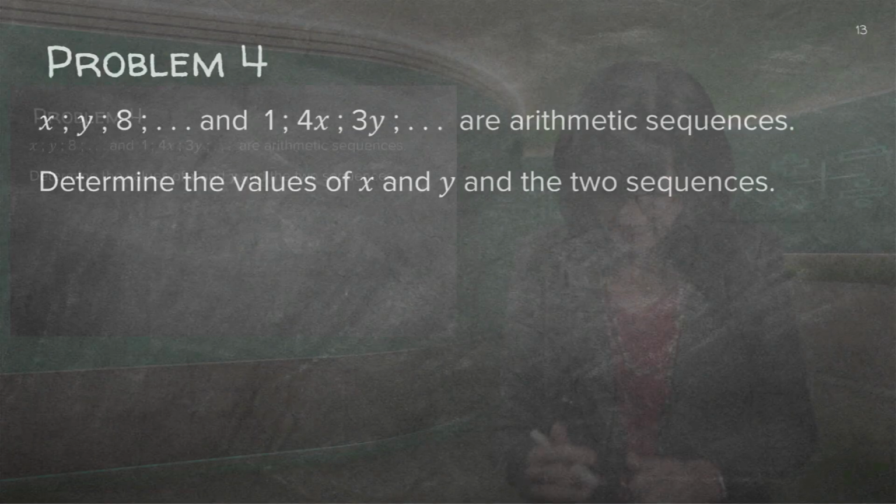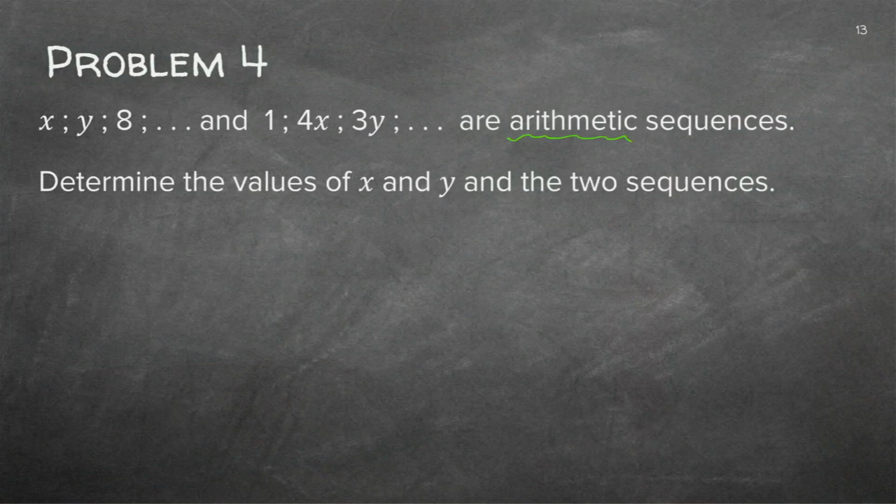So let's just see what the question is. They give you two arithmetic sequences, so immediately I know there must be a common difference. I don't need to test it. They told me it's an arithmetic sequence, so I know there's going to be a common D. Determine the values of X and Y, and then once you've found X and Y, write down the two sequences. So I need to find X and Y.